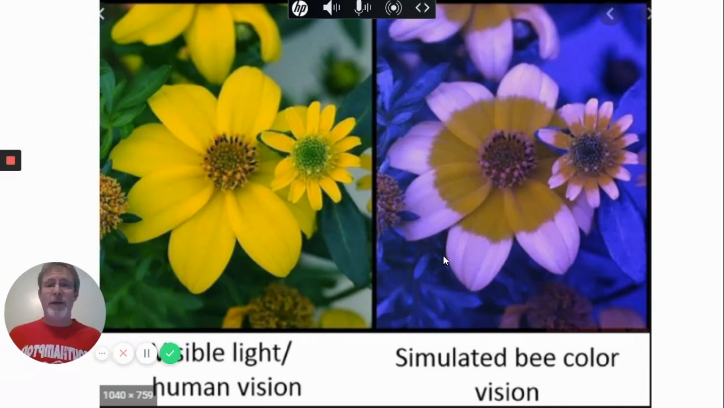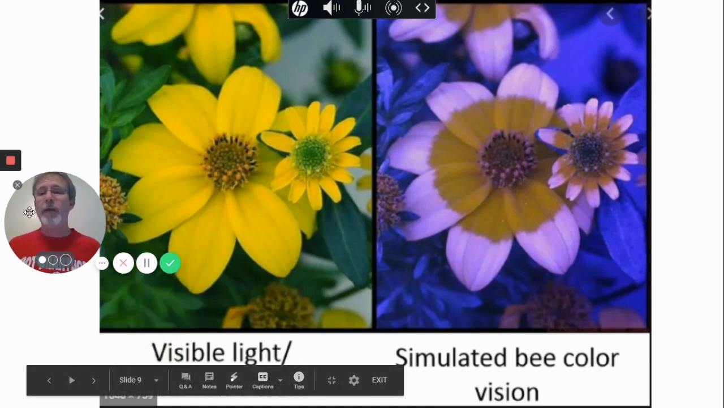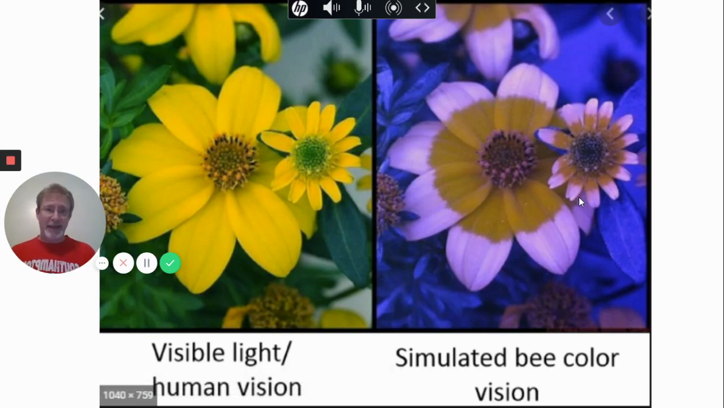So here is something incredibly wild. At the beginning, I said that this would be about plants and animals, so we only talked about animals. I just want to give you this to think about. So here, let me move my head. Here is what we see. Here is what a bee sees.